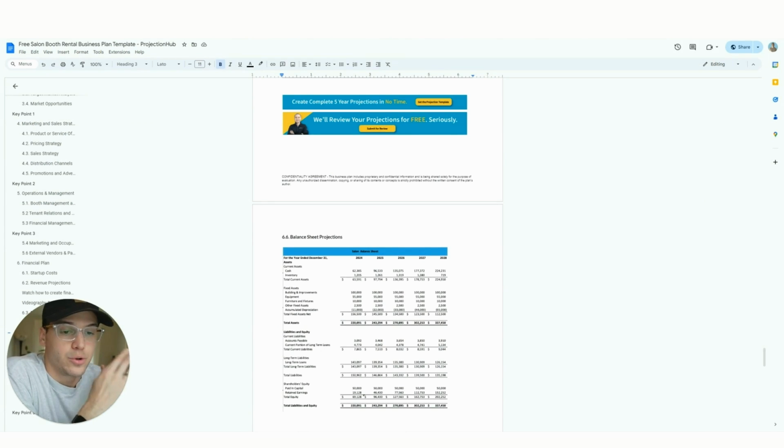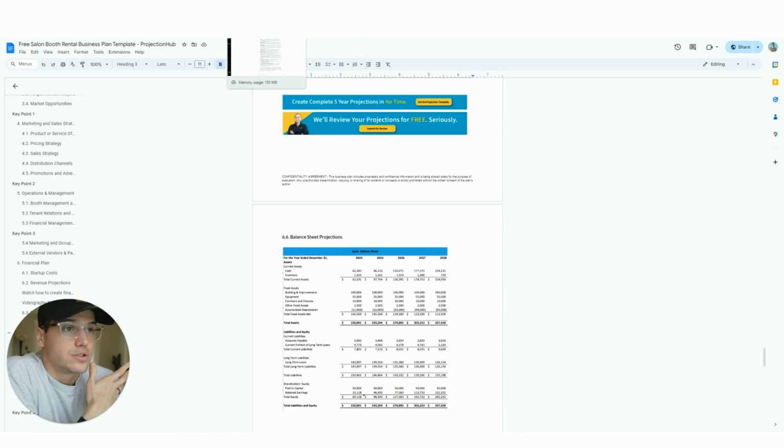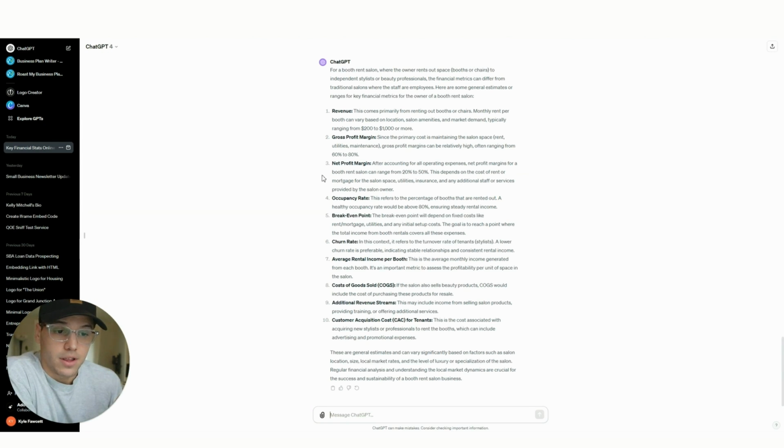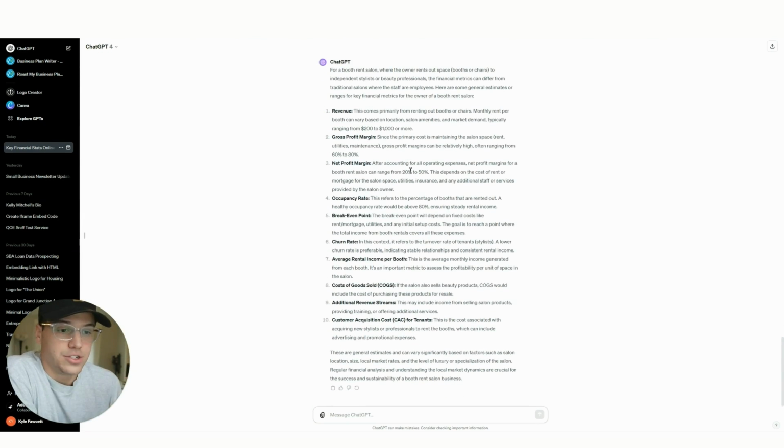And then you can either go to Google and search for it, one at a time for different data points. What's a typical profit margin? That's maybe a little bit tricky if you want to get it specific to booth rent versus just a salon. Google's probably going to combine all of those searches. You can also use a tool like ChatGPT or Bard if you're comfortable with that. I just asked, give me some key financial typical ranges for a booth rent salon. And I can see here, gross profit 60 to 80%, net profit 20 to 50%, 80% occupancy.